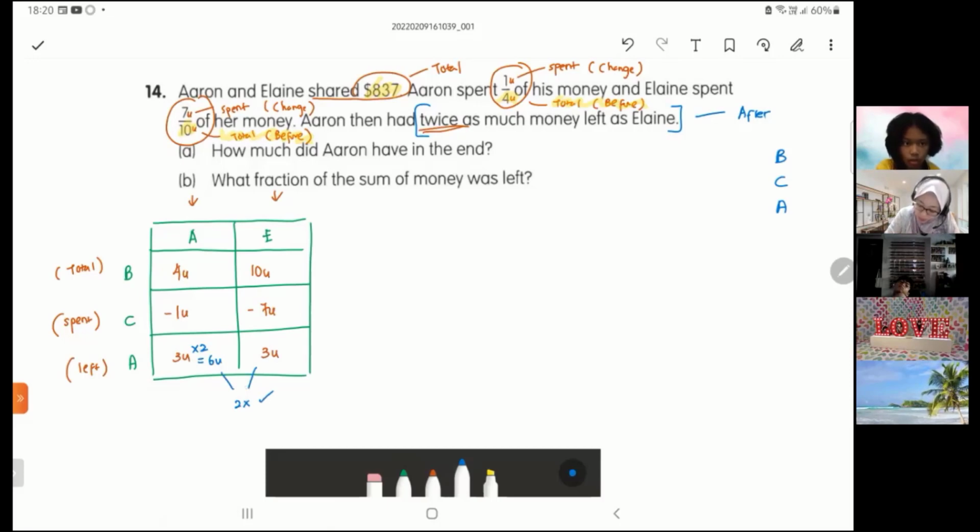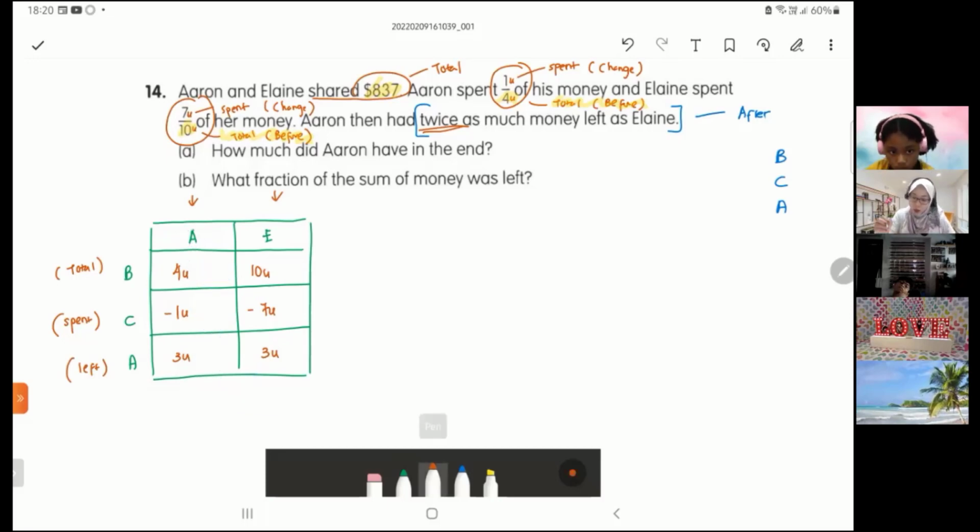So now we go back here. This is times 2, so here must also be times 2, because this whole of Aaron will be affected. When his leftover is times 2, the rest will also be times 2. So here will be minus 2 units, here will be 8 units. Just check, 8 minus 2, do I get 6? Yes, I'm good to go.